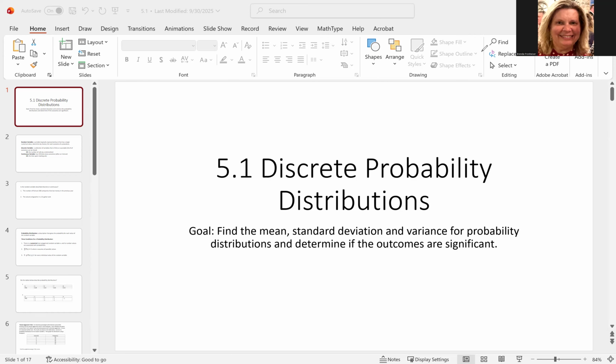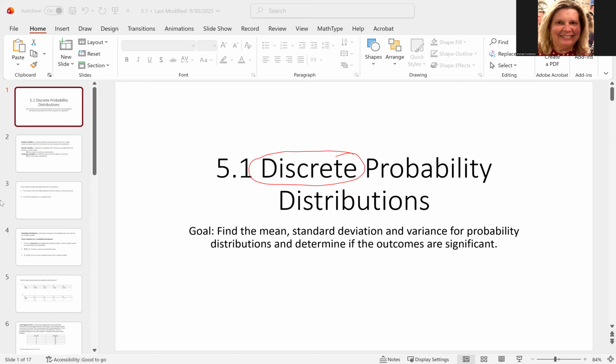Chapter 5 takes the idea of simple probability and now tries to expand it to taking a look at what we had called in the past a probability distribution. Now, one of the things that makes this a little bit different is this word right here. So now we have switched to looking at discrete data, which we've talked about before, but let's do a quick review.